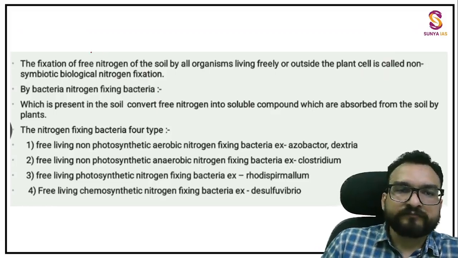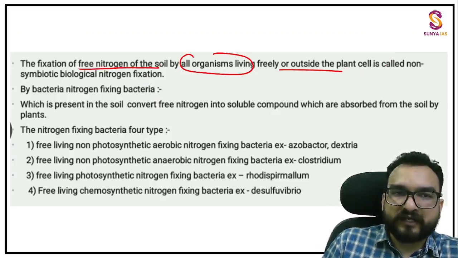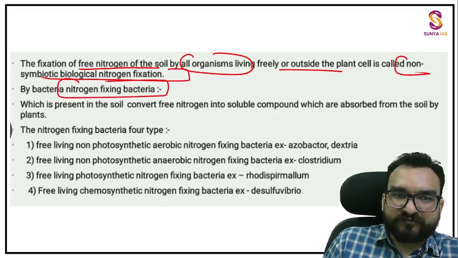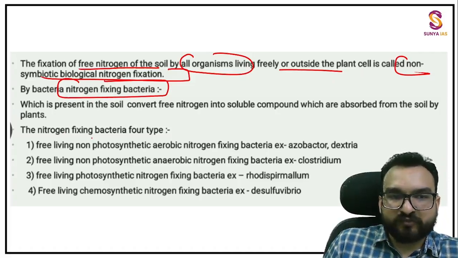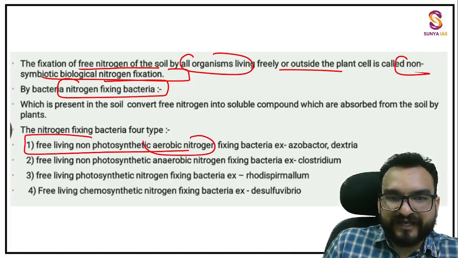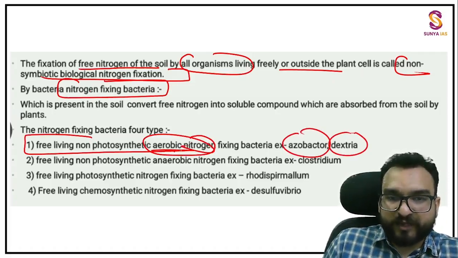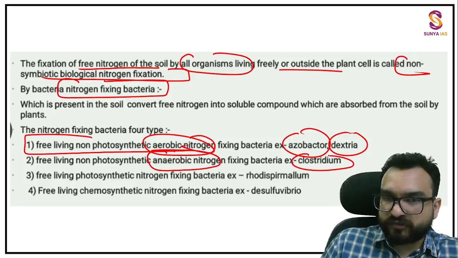See over here. The fixing of free nitrogen of the soil by all organisms living freely or outside the plant is known as non-symbiotic fixation. By bacteria, nitrogen fixation is known as such. So free living non-photosynthetic, in aerobic condition, what you are seeing is Azotobacter and Derxia. Sorry, aerobic condition. In anaerobic condition you are seeing Clostridium.